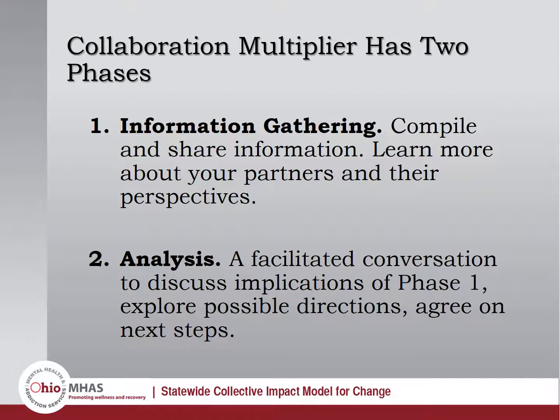Collaboration Multiplier has two phases. The first is information gathering, during which you compile and share information and learn more about your partners and their perspectives. And the second is analysis, which includes a facilitated conversation to discuss implications of phase one, explore possible directions, and agree on next steps.